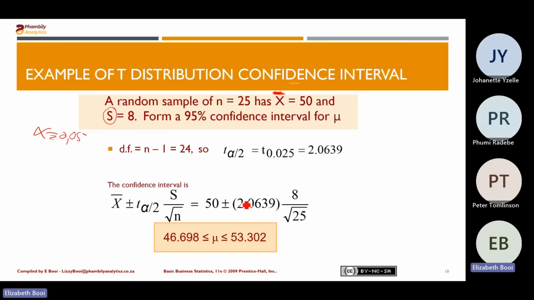You calculate the margin of error. 50 minus the margin of error gives you 46,698. 50 plus your margin of error gives you 53,302. And that's how you will answer the question.